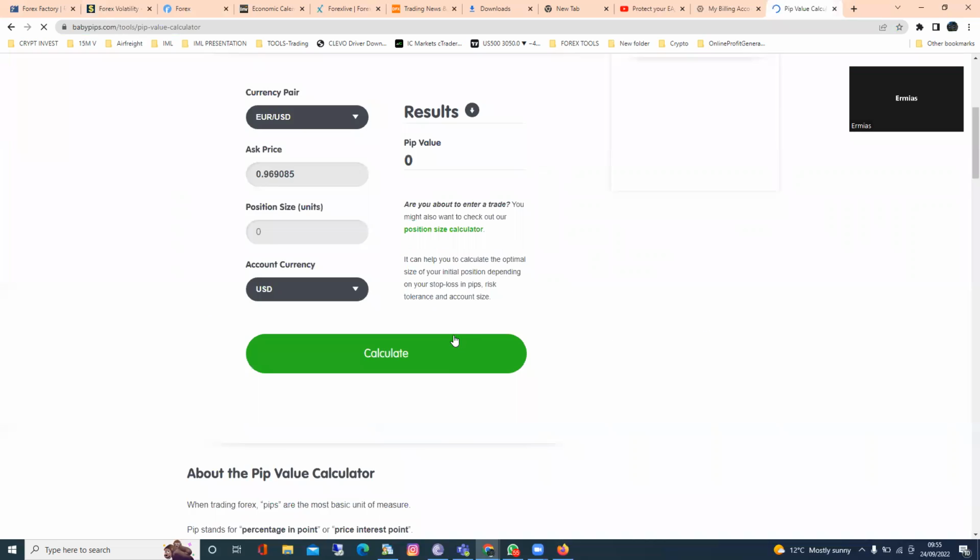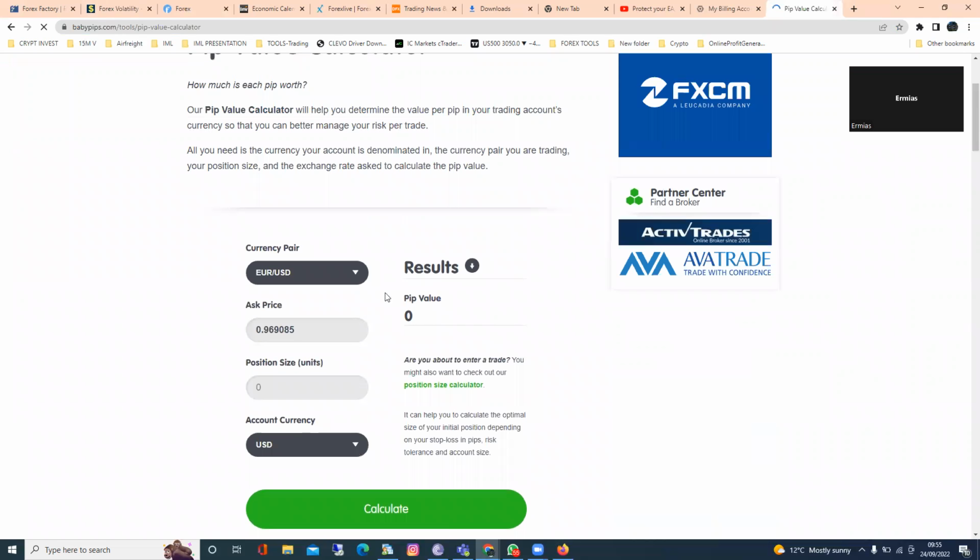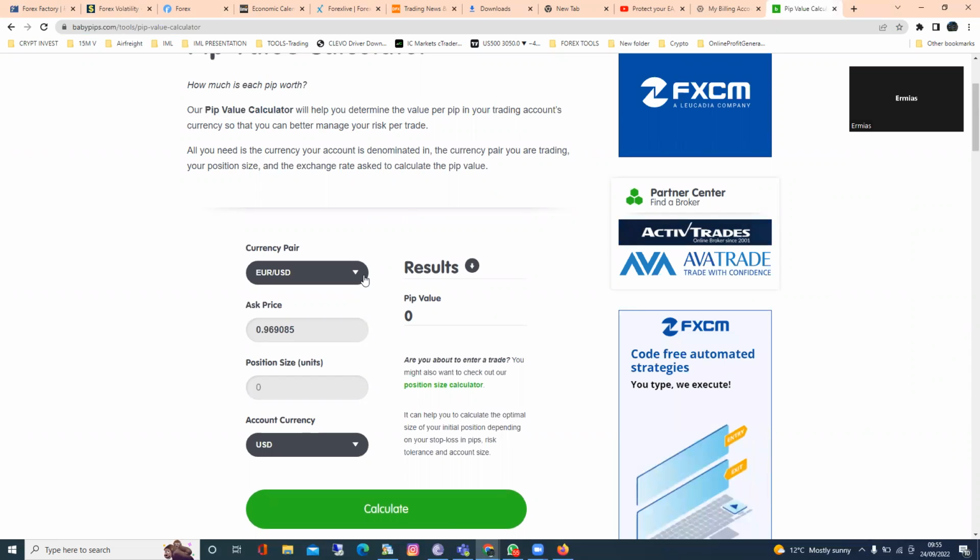So is the pip measured in a minute or a second? Say that again. The time limit for a pip? How long is it? There's no time limit for a pip.